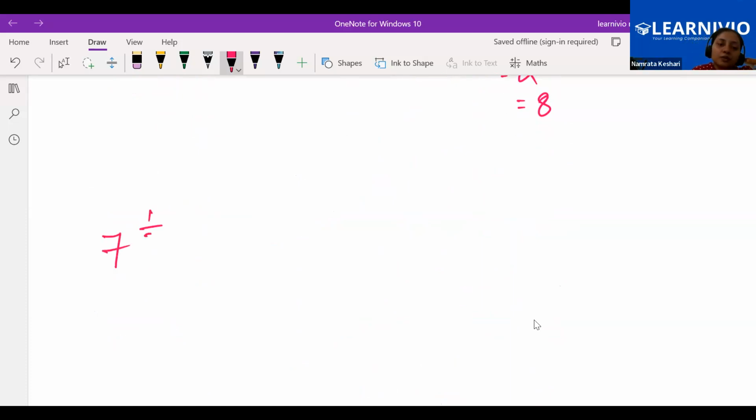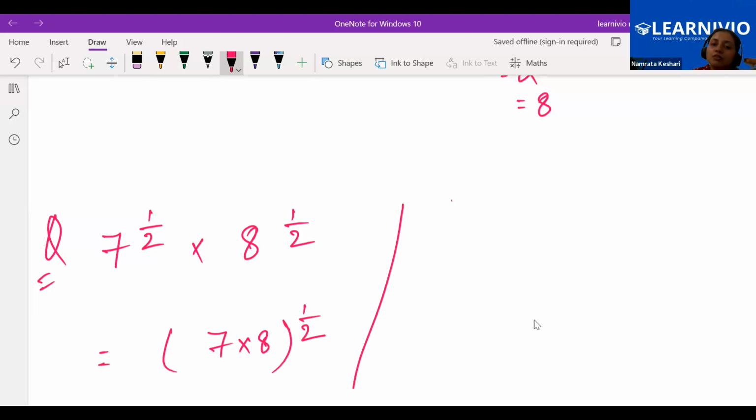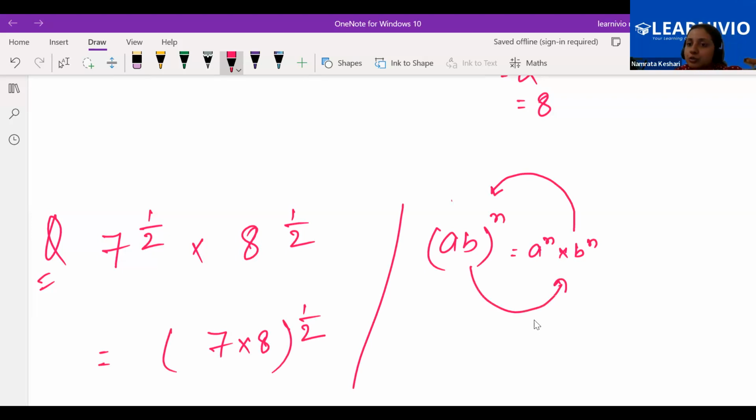7 to the power 1 by 2 into 8 to the power 1 by 2 can be written as 7 into 8 to the power 1 by 2. The rule was (AB) to the power 1 by n means A to the power 1 by n into B to the power 1 by n. I have explained this, so accordingly use the formula in the question. Getting it?